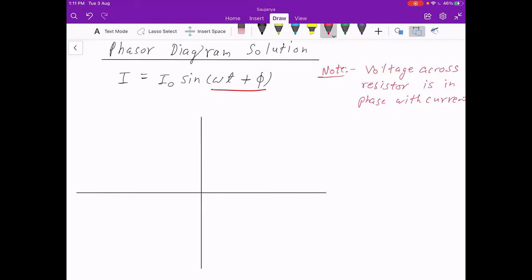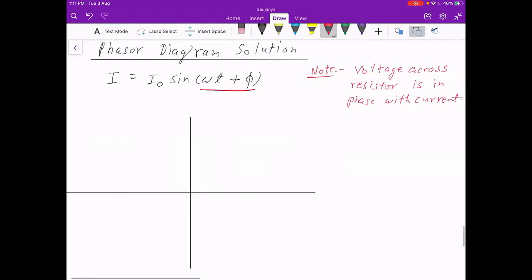So what I was saying is that the phase of the current is... I'm a little confused about that. Which part? The note you were talking about. The note. Okay. See, voltage across resistor is in phase with current means whatever is the phase, there is no phase difference between voltage across the resistor and the current. That is essentially what it means.